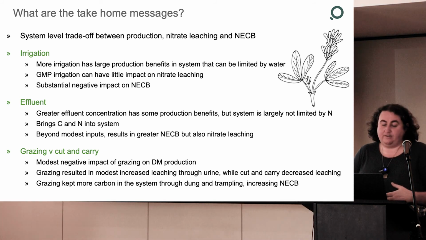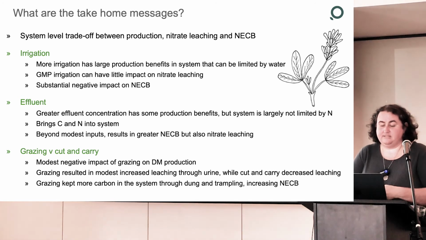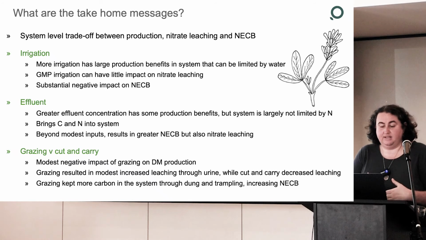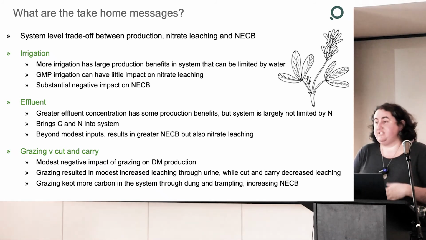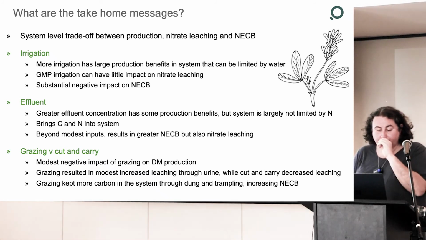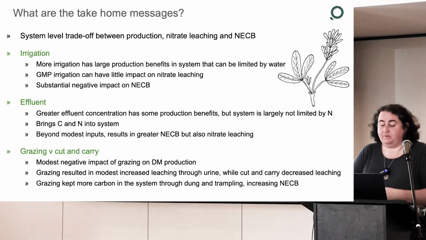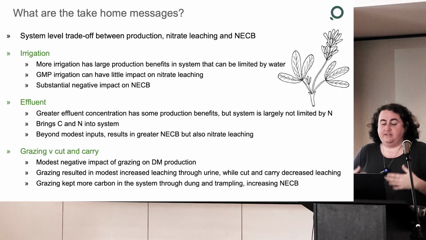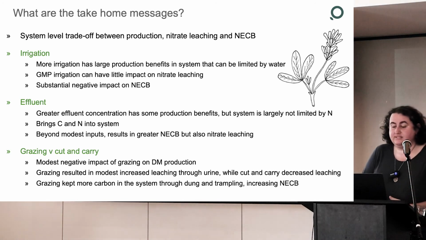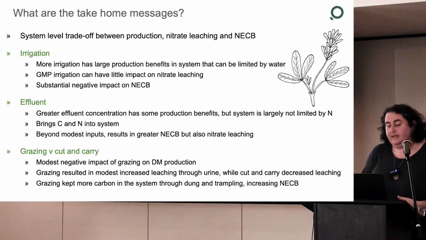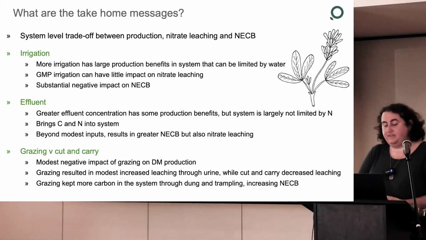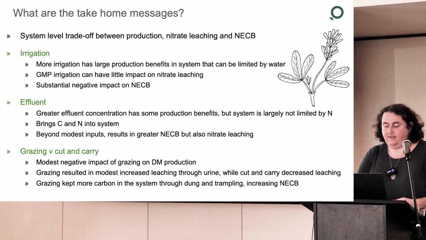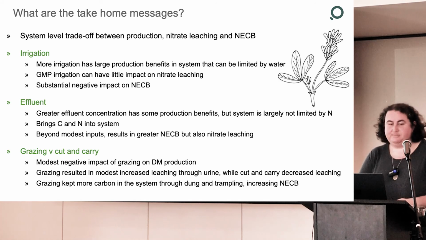And in the grazing versus cut and carry, there is a modest negative impact of grazing on dry matter production because of that trampling effect. This resulted in modest increases in leaching through urine, while cut and carry decreased leaching. But grazing also kept more carbon in the system through dung and trampling and increased net ecosystem carbon balance. So I'm going to stop there because I don't know what the time is.